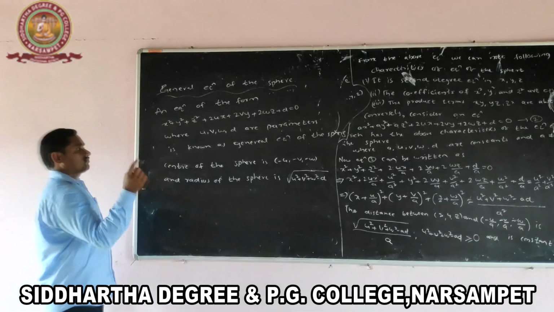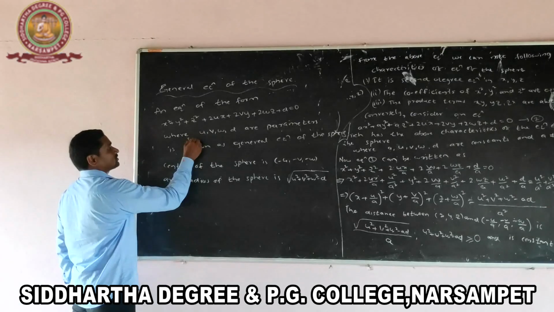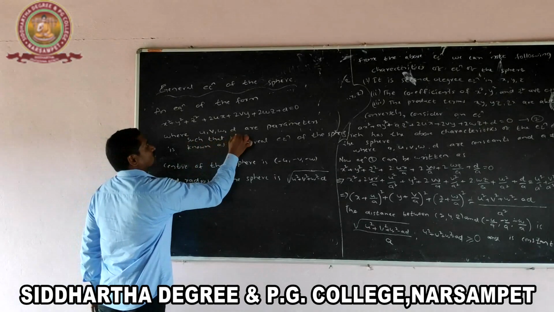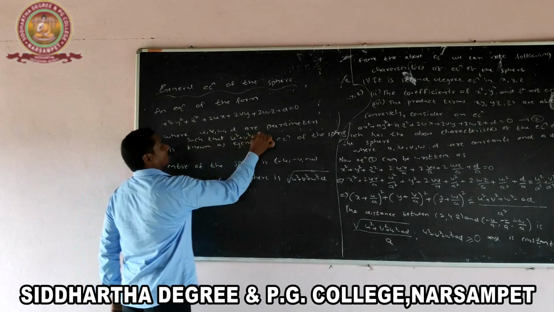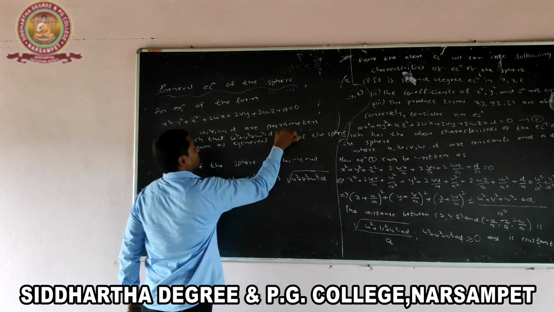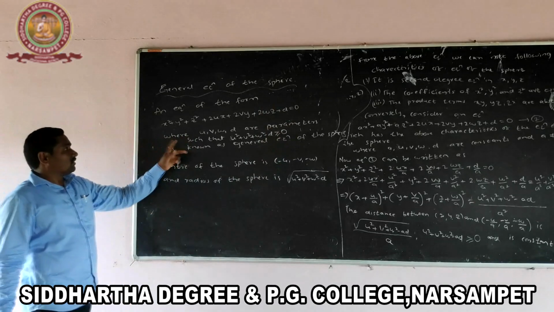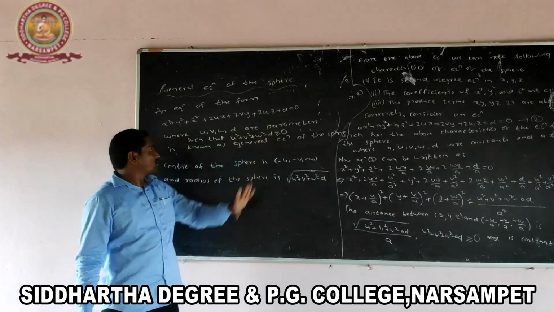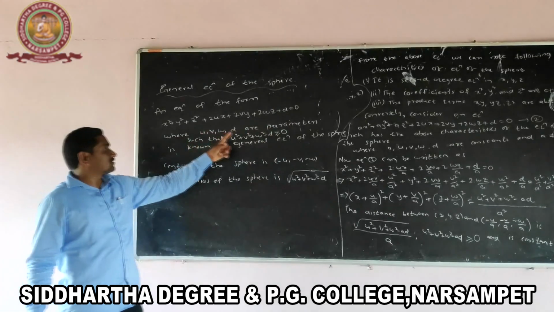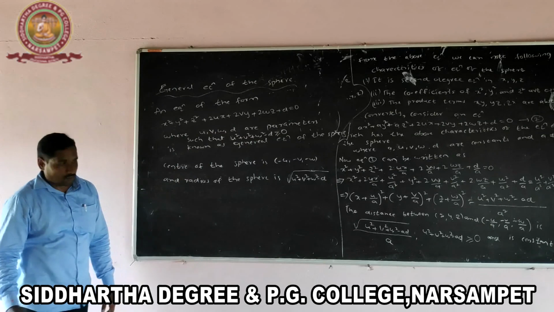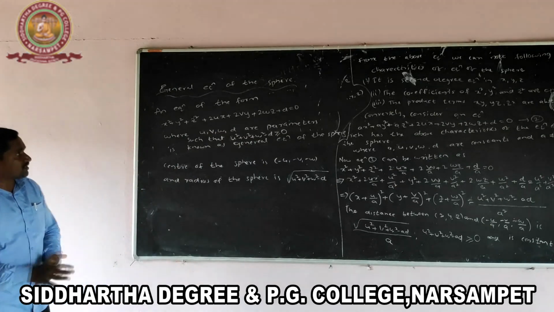So our parameters u, v, w, d are such that u square plus v square plus w square minus d is always greater than or equal to 0. Right? This is about the general equation of the sphere.